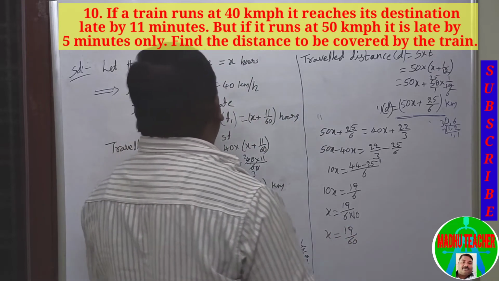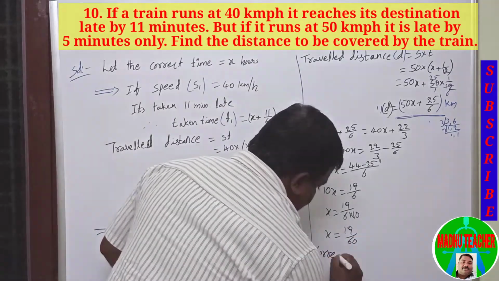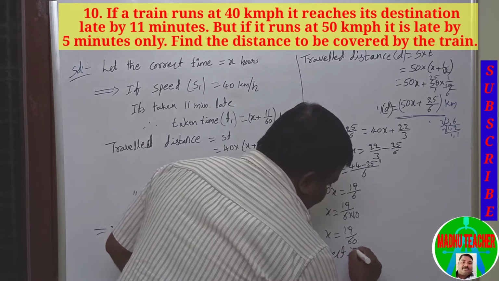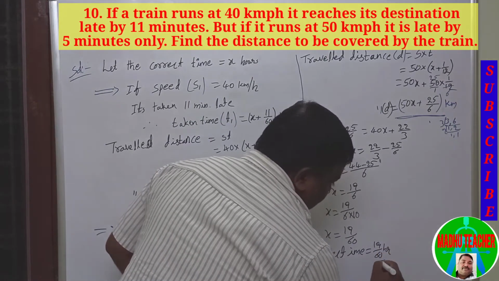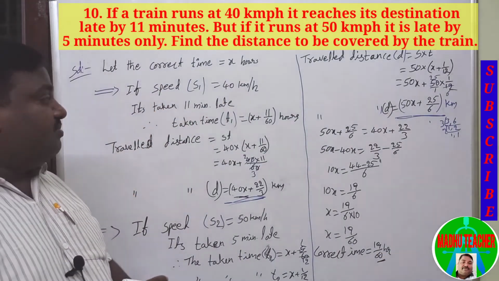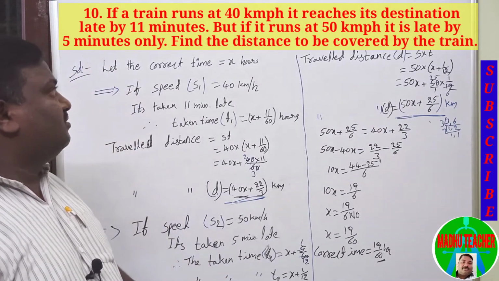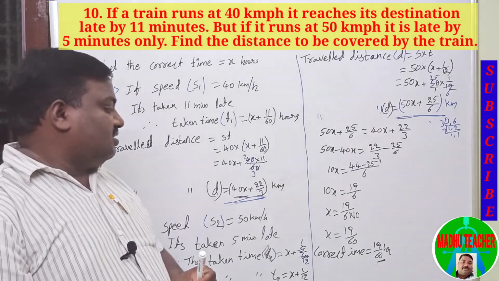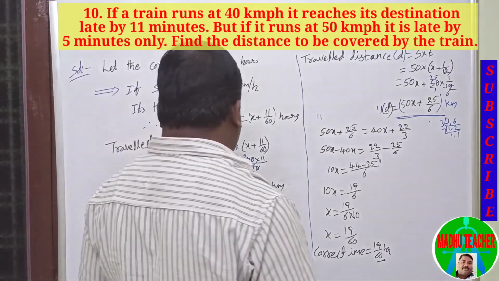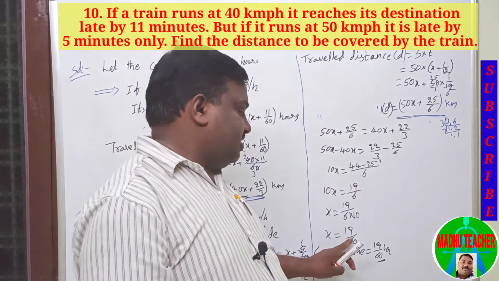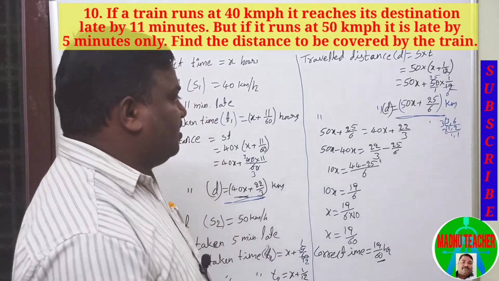What is x? The correct time. So this is the correct time, 19 by 60 hours. But in our problem, he asked the traveled distance. So how can you get the traveled distance? This is x. By substituting x in either of these two, we can get the traveled distance.